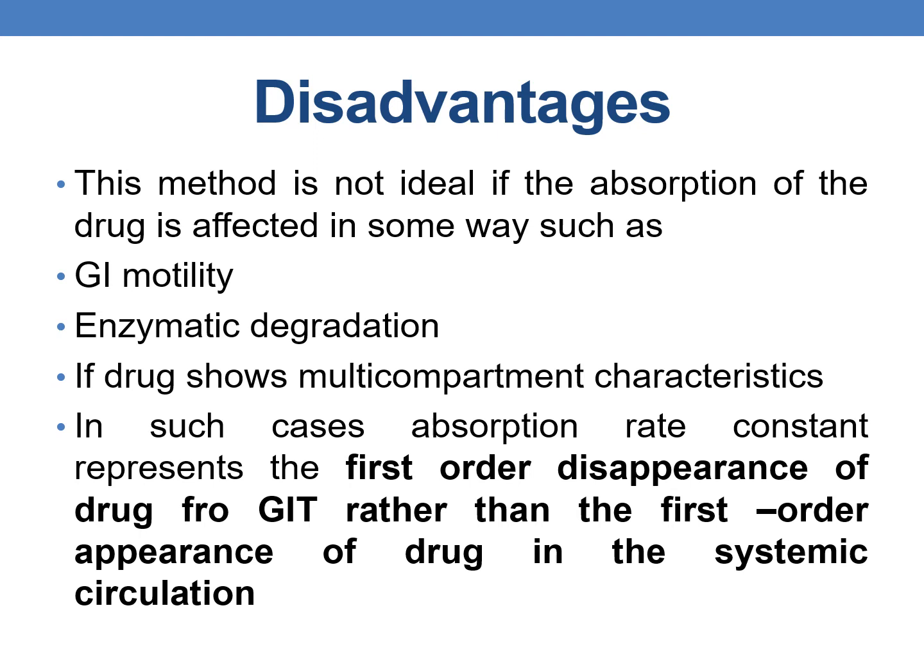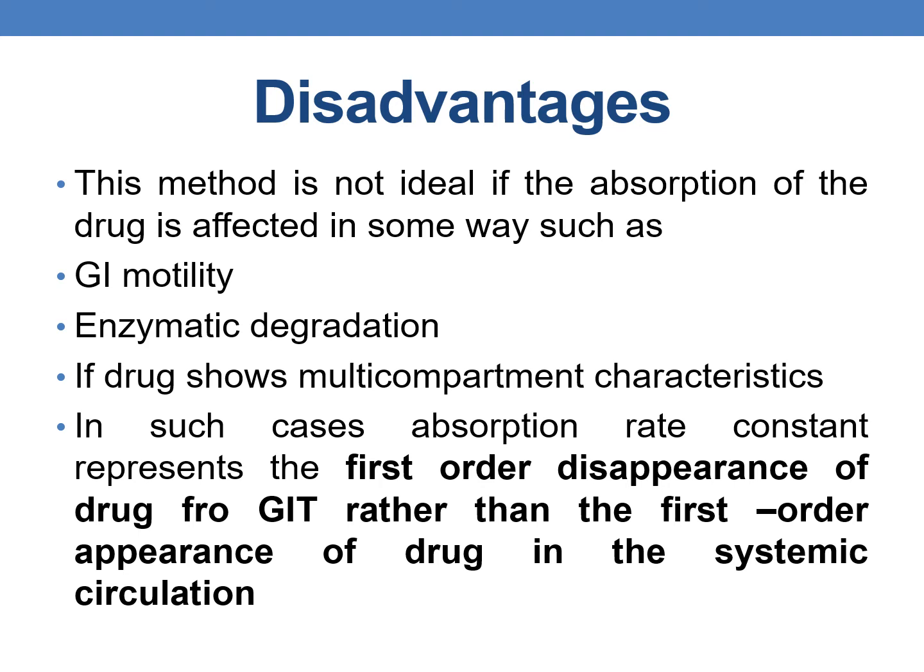Coming to the disadvantages of the method of residuals, this method is not ideal if the absorption of the drug is affected in some way, such as by GI motility or enzymatic degradation. And whenever the drug shows multi-compartment characteristics, the method of residuals also does not fit well. In such cases, the absorption rate constant represents the first order disappearance of the drug from the GIT rather than the first order appearance of the drug in the systemic circulation.